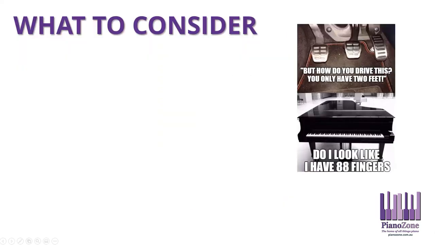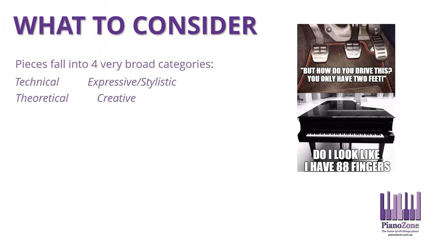How do you know what pieces to choose? Pieces fall into 4 very broad categories. Technical pieces are those that use a technique that is new or needs work. Expressive or stylistic pieces are chosen to encourage or expand expressive dynamics and phrasing, or to explore stylistic conventions. Theoretical pieces are chosen that include a scale, a key, or a chord progression that also appears in technical work. And creative pieces are chosen for fun, to explore cultural folk songs, and to encourage improvisation and composition.